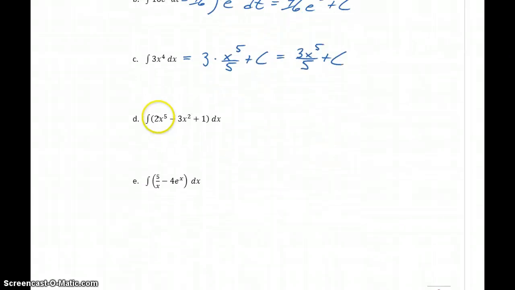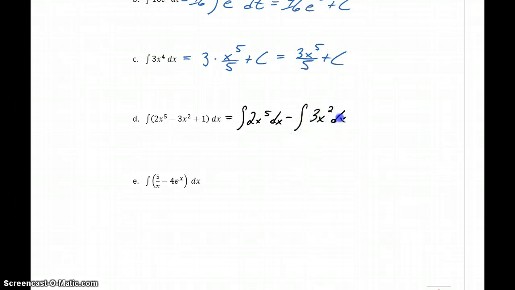In part D now we have a function that is the sum and difference of multiple functions itself. So what we could do is start off by rewriting this as the integral of 2x to the 5th dx minus the integral of 3x squared dx plus the integral of 1 dx. Again, 2, 3, and 1 are just constant multiples, so we really just need to look at integrating the power function in this case. So this will be 2 times x to the 6th over 6.